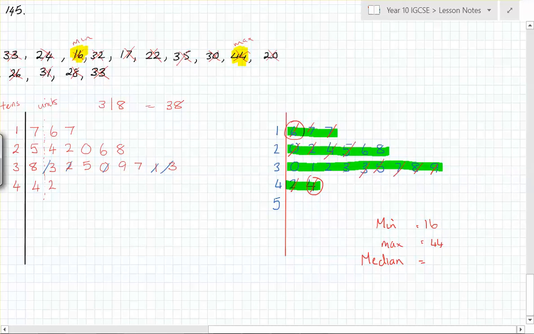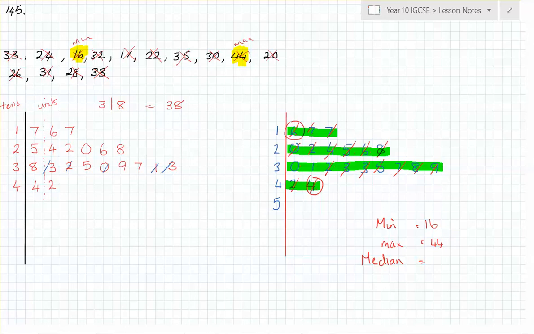So let's do it. Well, I've got lost because I can't remember where I started. So, how many numbers have I got? 1, 2, 3, 4, 5, 6, 7, 8, 9, 10, 11, 12, 13, 14, 15, 16, 17, 18, 19, 20. So which is the middle number? It's the number 10.